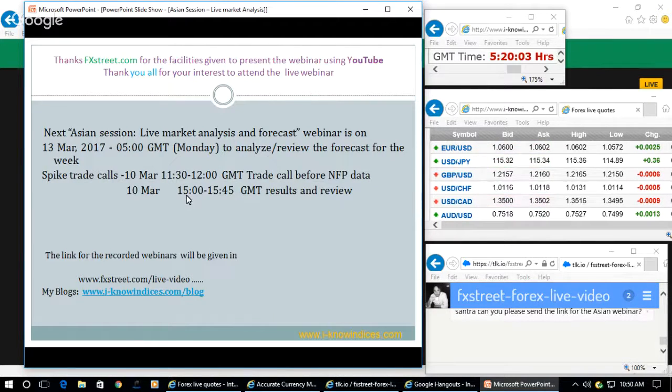And after the event, around 15 to 15:15 GMT for about 15 minutes, I will try to give you the results of the recommended trades and explain to you how exactly the players are trying to trap the traders by making quick moves in the market. So all quick moves are false moves in the market, so that we need to understand.